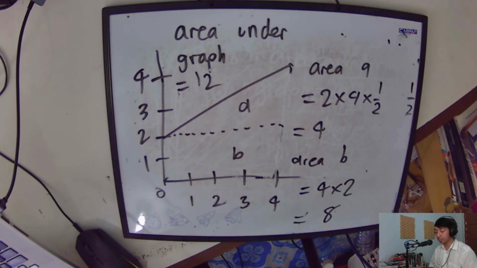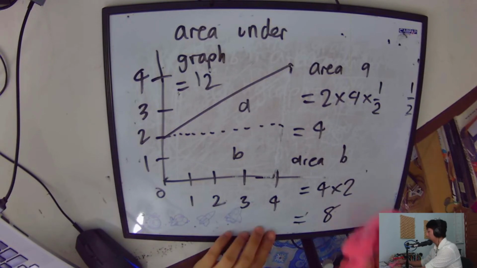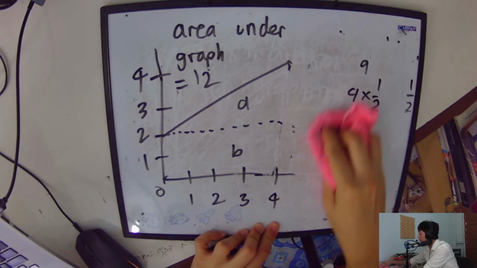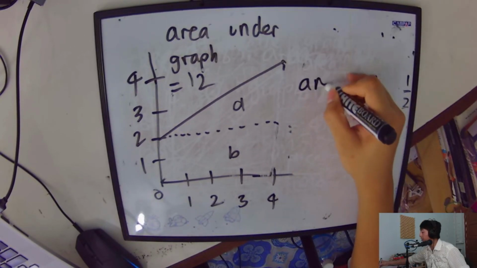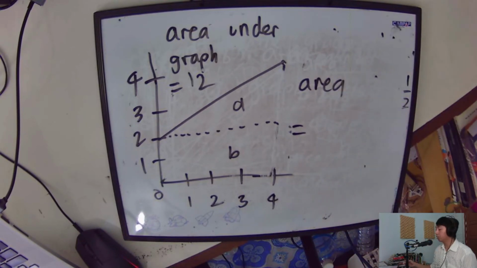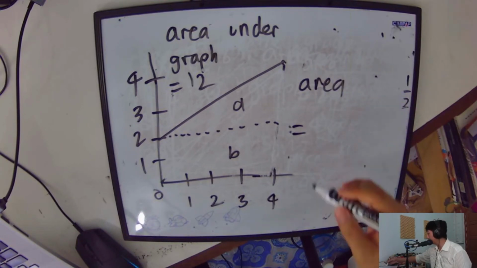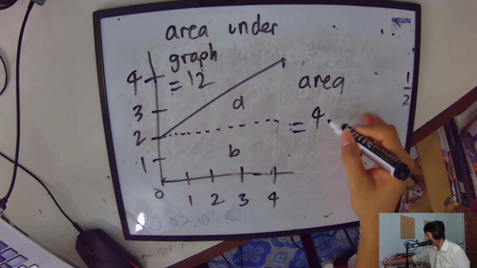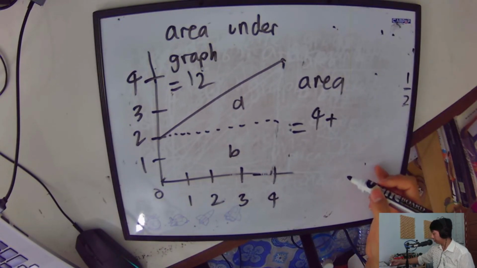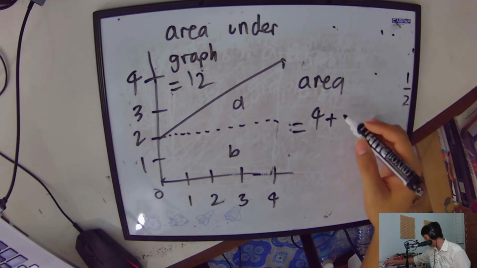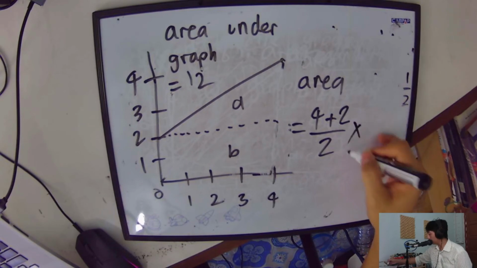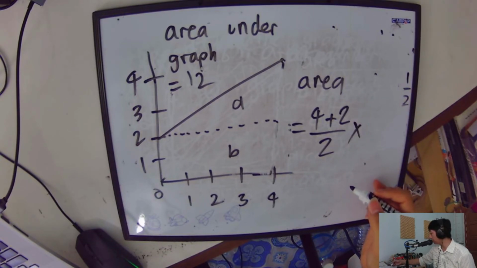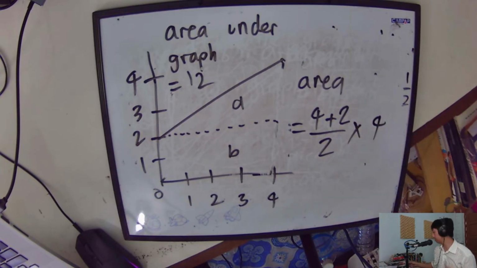Or like someone said, you can also use trapezium. Kalau mau guna trapezium formula, sama saja jawapan dia lah. So you can go area equals, so formula for trapezium ialah apa? It's 4 plus 4 plus 2 divided by 2. Begitu kah tu? Times, saya pun lupa sudah. Itu kah tu?